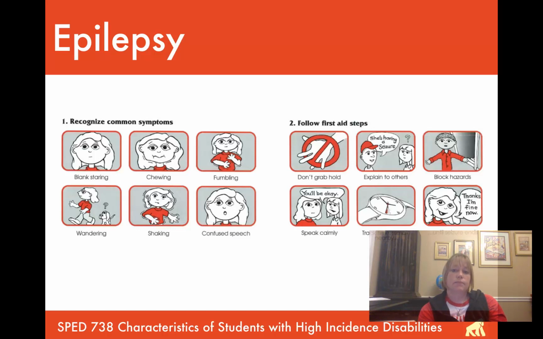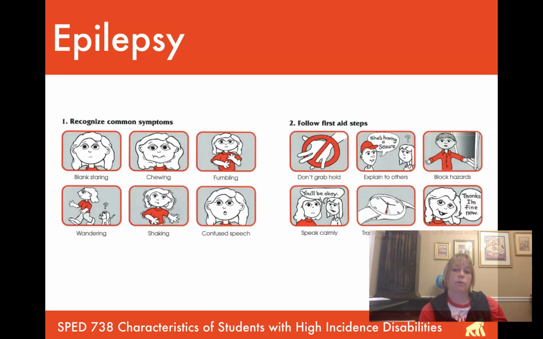Some first aid steps. A couple of important things to remember. The first thing that we always do when we have a student that's having a seizure is we look at the clock. When we start seeing symptoms, we look at the clock and we start keeping a countdown. Once we reach that 5-minute mark and the student's still having the seizure, we call 911. That's our policy. Schools may have a different policy, but that's kind of what we use.